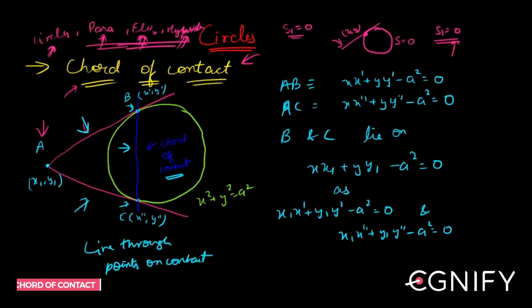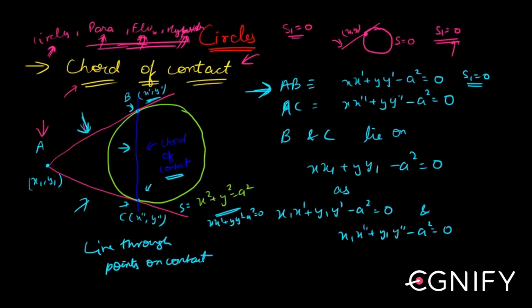So how do I get its equation? That is the question. First of all, let's find the equation of AB. So AB is a tangent at B, right? So basically put S1 equal to 0, use S1 equal to 0 at x dash, y dash. So this is your circle, x square plus y square equal to a square. Basically this is your S. How do you do S1 equal to 0? x into x dash plus y into y dash minus a square equal to 0 is the equation of the tangent passing through B.